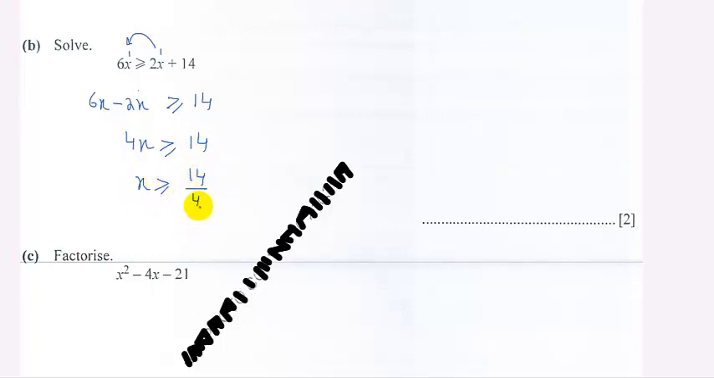So 2 twos are 4 and 2 sevens are 14. Let me convert into a mixed fraction. Sorry, 2 threes are 6 and 1 over 2. So x is greater than or equal to 3 and 1 over 2, which is x greater than or equal to 3.5 as well.